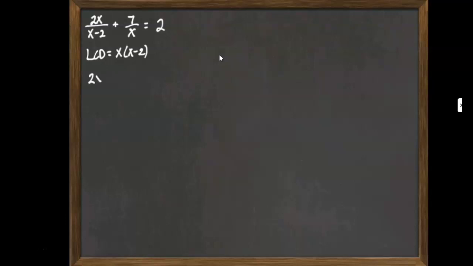Now, we could write that out, but we're actually going to save a little room and just look at the LCD and look at each fraction to see what would cancel out and what would be left over. So if we multiplied, first fraction, the x minus 2 will cancel out. That would leave us with just an x to go with the 2x, and so we would have 2x squared. When we come to the second fraction, 7 over x, the x would cancel out, leaving us with an x minus 2 to go with the 7.